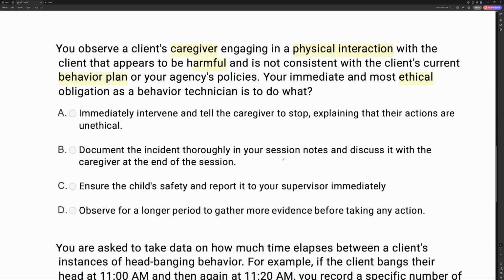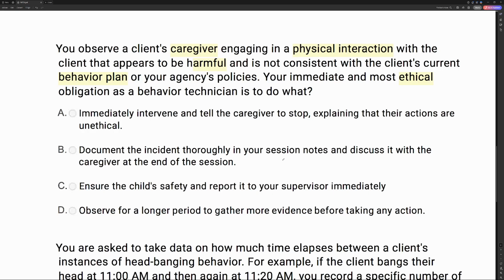B, document the incident thoroughly in your session notes and discuss it with the caregiver at the end of session. Well, if you actually think it is harmful, then you should not wait. You have to report that immediately to your supervisor. C, ensure the child's safety and report it to your supervisor immediately. Yes, make sure the child's safe, make sure nothing worse happens, right? If you believe it to be harmful, make sure it doesn't escalate, and you've got to report that immediately.